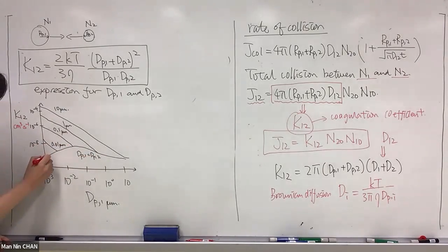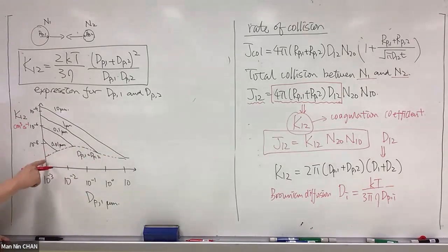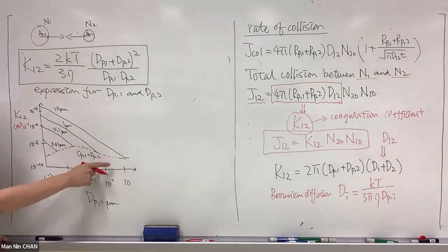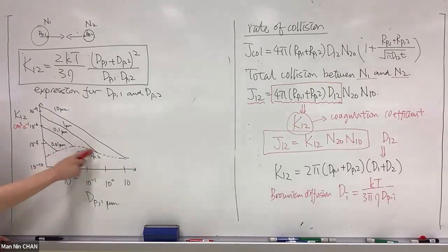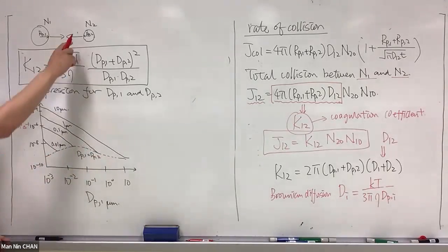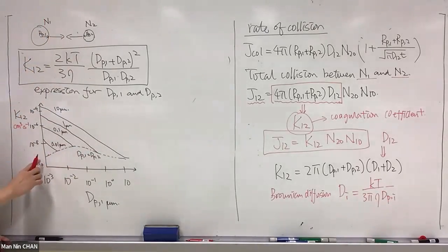Okay, I'm not sure you can see, so let me just mark this dotted line. On this dotted line, you see there's a hump here, right? This assumes your two particles have the same size. That means this is dp1 equal to dp2, so they always have the same size. This is a special case where N1 and N2 have the same size. If you look at the y value, that will be their cooperation coefficient.